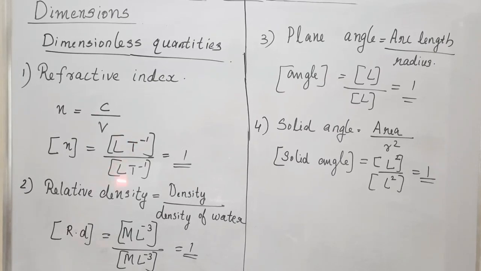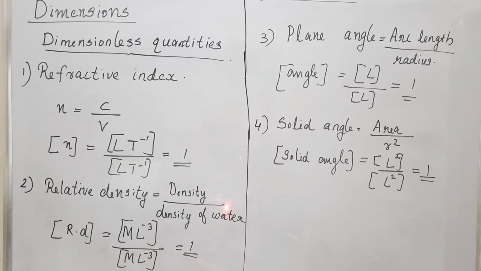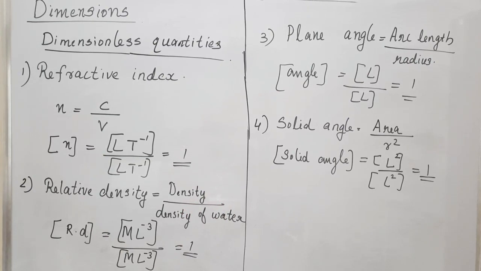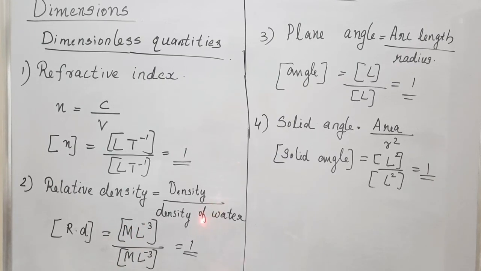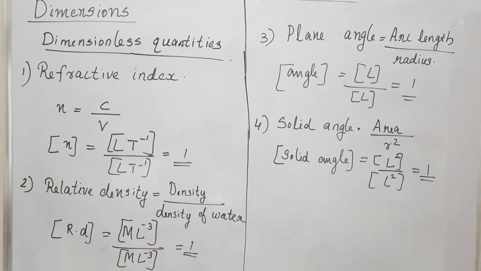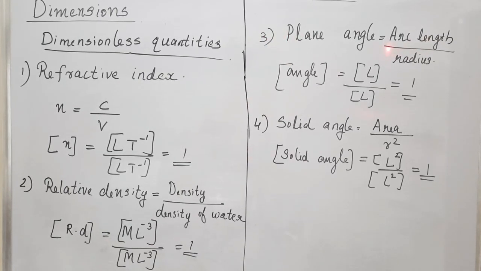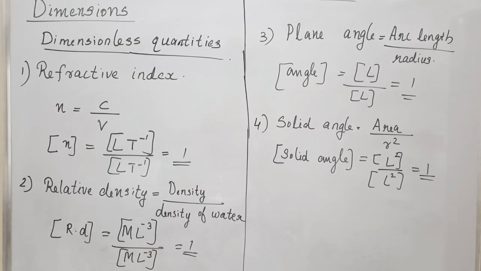Now coming to relative density. What is relative density? Density of a substance by density of water. Density of a substance and density of water have the same dimensional formula, so we have relative density without any dimension. Then the third one is plane angle, that is arc length by radius. Arc length and radius both are length itself, L and L, so plane angle is a dimensionless quantity. Solid angle is area by r square. Area has got dimension 2 in length, r square also 2 in length, so no dimensional expression for solid angle also.